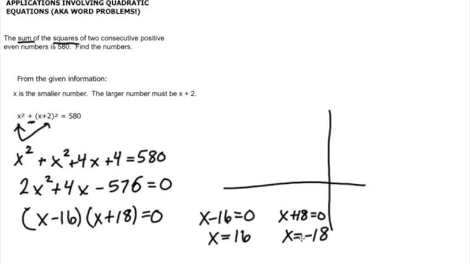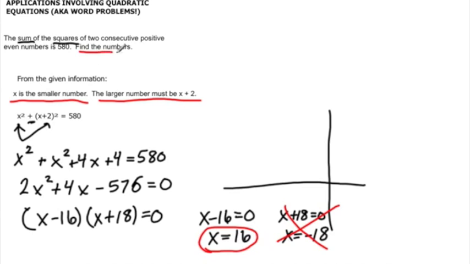Now, there's a problem with this. I'm looking for the sum of the squares of two consecutive positive even numbers. Negative 18 is not positive. So I know that x equals 16. But remember, when working with word problems, you have to go back and look at the context of the problem, see what they're asking. I'm looking for two consecutive positive even numbers. So based on my answer, if x equals 16, x plus 2 has to equal 18. So my two answers are 16 and 18.